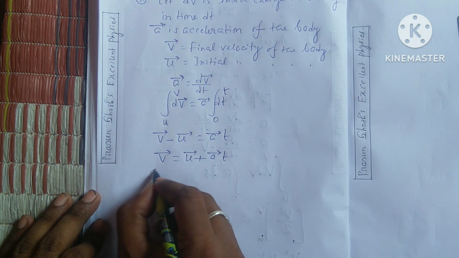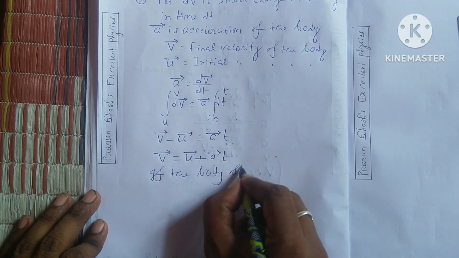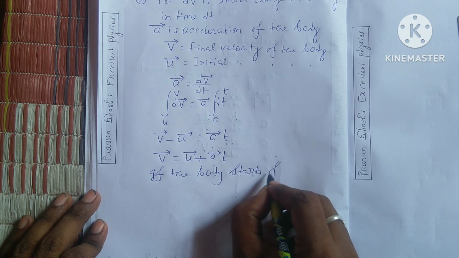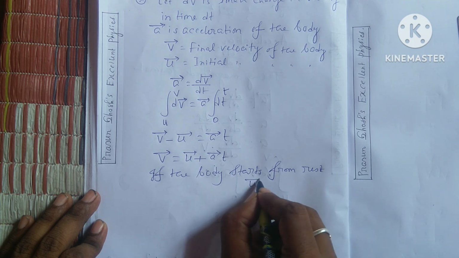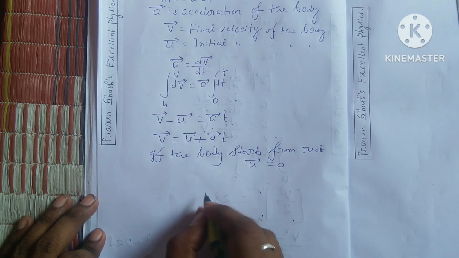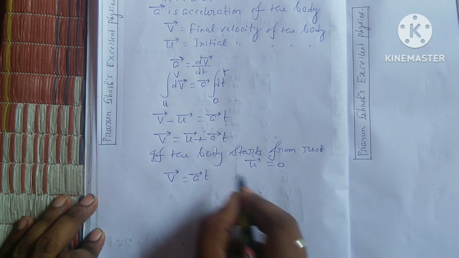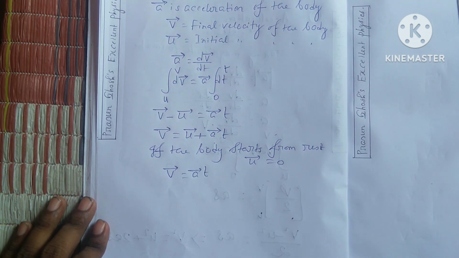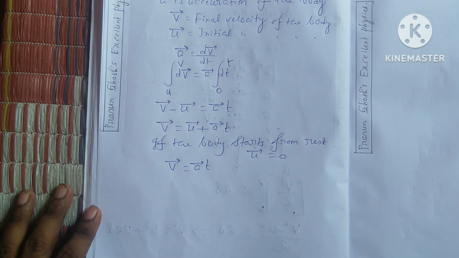So if the body starts from rest, u equals 0, so we can write v equals at. So I have proved this equation in vector format. It is also proved without vector format. So this is very important.